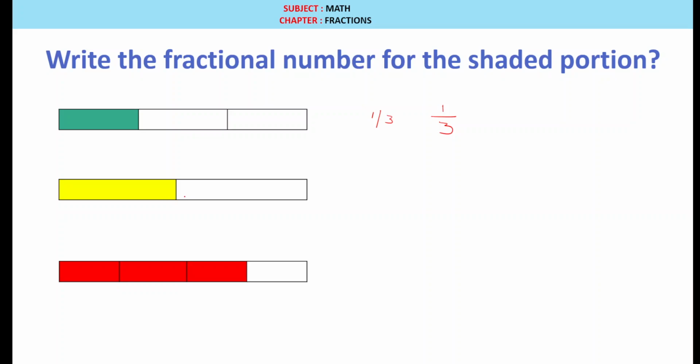Second one. See, there are only 2 parts. Yellow is one part of that. So the total is 2 and the shaded is 1, so we will write it as 1 by 2. Here there are 3 portions shaded among 4, so we will make it 3 by 4.